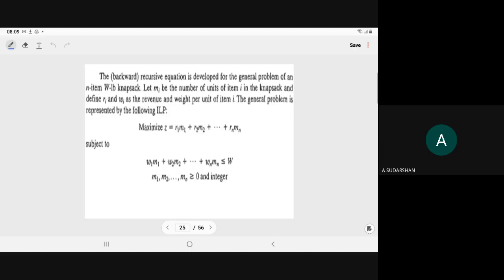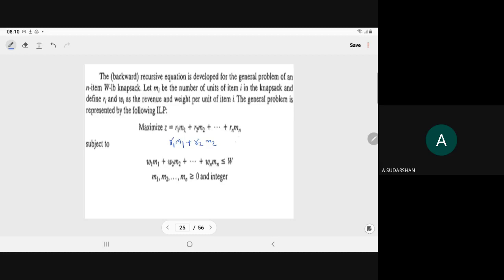So Ri and Wi are the revenue and weight per unit of item i. So the general problem will be this. From the first item, you are getting the revenue R1, and you are taking M1 items of the first type. Then total revenue, total usefulness, will become R1 M1 plus the revenue from the second item. The usefulness for the second item is R2, and if you are carrying M2 items of type 2, then total revenue will be R2 M2.